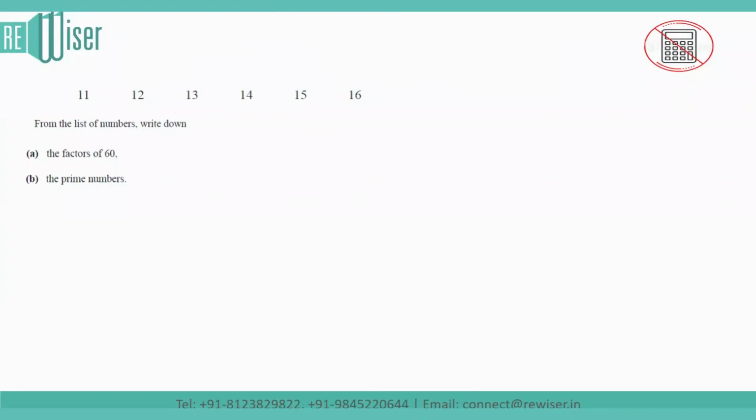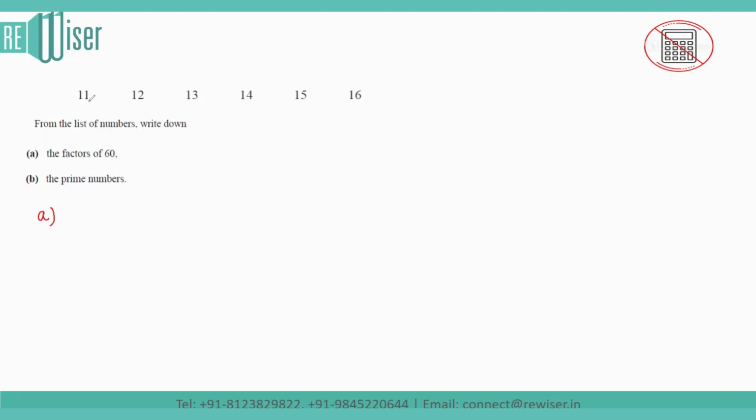Here we are given a set of few numbers: 11, 12, 13, 14, 15 and 16. From the list of the numbers, we have to write down the factors of 60 and the prime numbers. In the first section, we are going to look for the factors of 60. Factors of 60 means the numbers which divide 60.